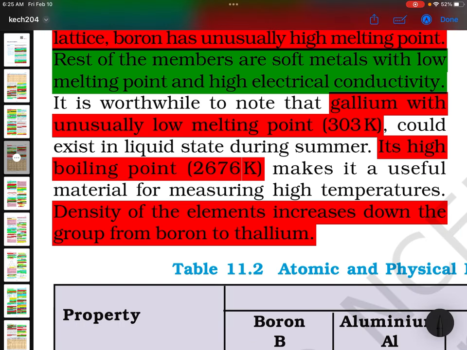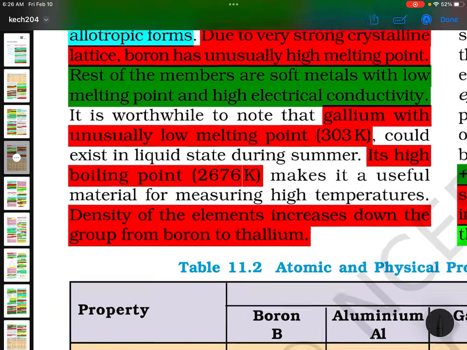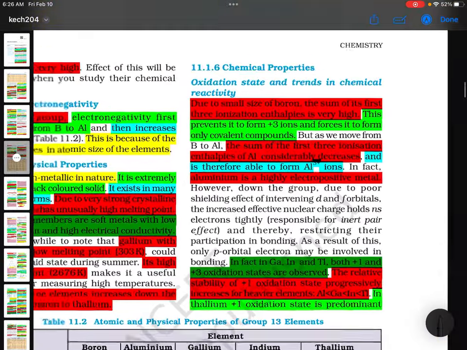Gallium has unusually low melting point. That's why gallium is used in high temperature thermometers, because it is liquid. It has a great liquid range, up to around 2000 degrees Celsius. Its high boiling point 2676 makes it a useful material for high temperatures. Density increases, that's a regular point.